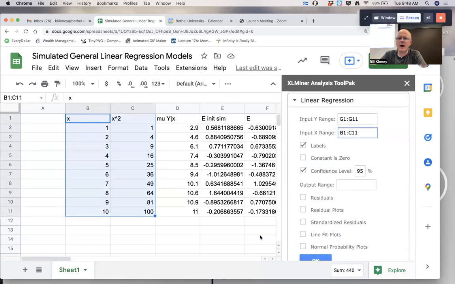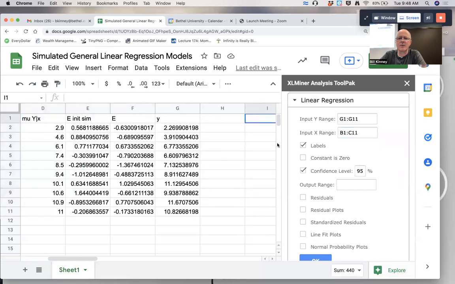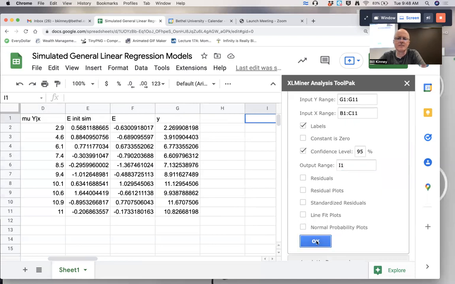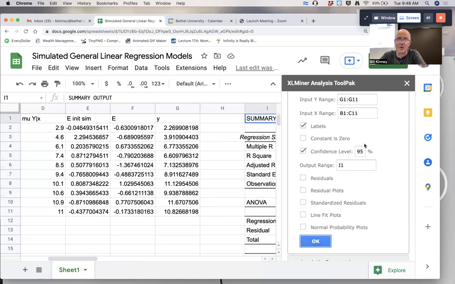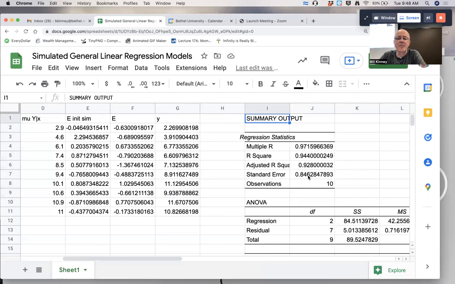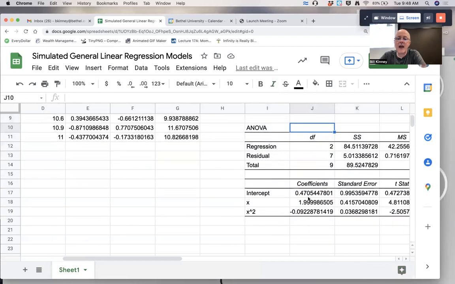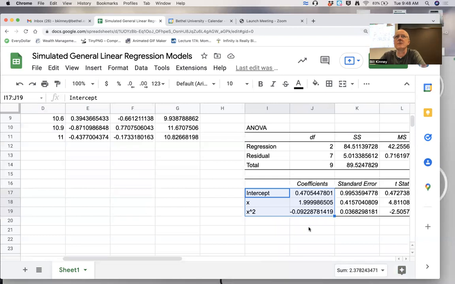And yeah, let's not worry about residuals. Let's put the output starting in I1, say. Here we go. Okay. If it's going to work, there we go. Here's the output. Let's ignore everything up here. Let's just look down there and look, it's different than before. Now we've got 3 coefficients instead of just 2.